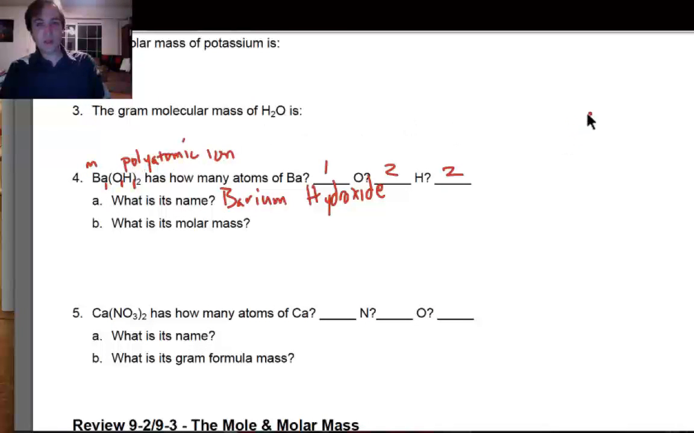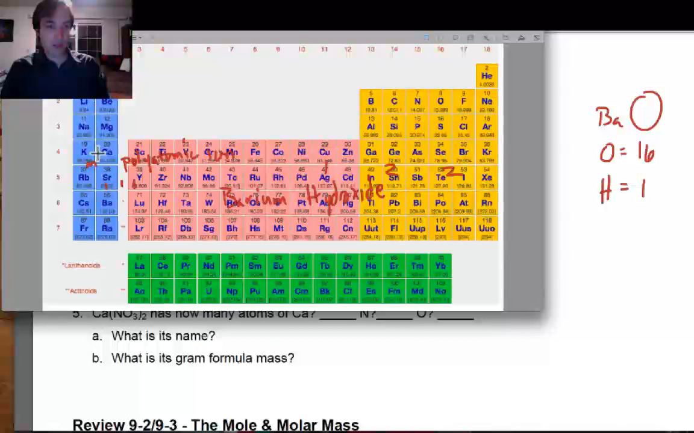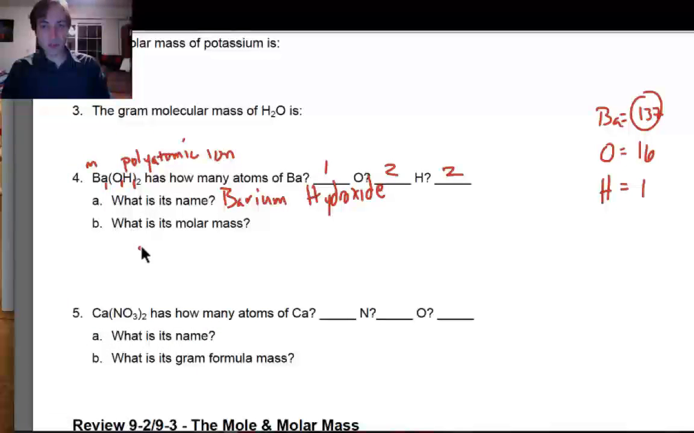Well, that means that I need the mass of barium, the mass of oxygen, and the mass of hydrogen. I know oxygen is 16, and I know hydrogen is 1, but we need to go to the periodic table to figure this one out. So let's jump to the periodic table. Barium is right here. It's 137.33. So we're going to round this off to 137. And so that means we can go back to our problem here.